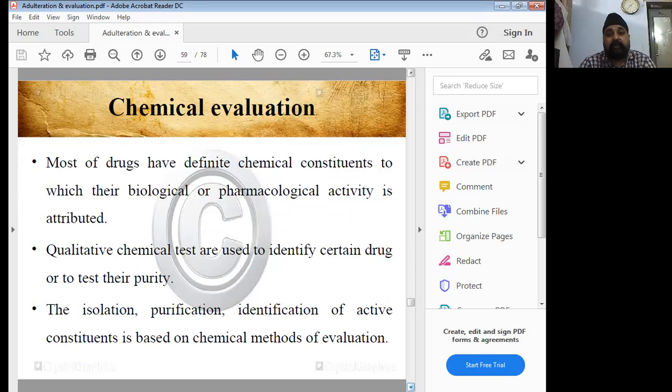Then certain chemical evaluation tests are also there. Here we use the fact that various drugs have certain chemical constituents to which they show certain biological or pharmacological activity. We can use qualitative chemical tests to identify a certain drug or its purity.